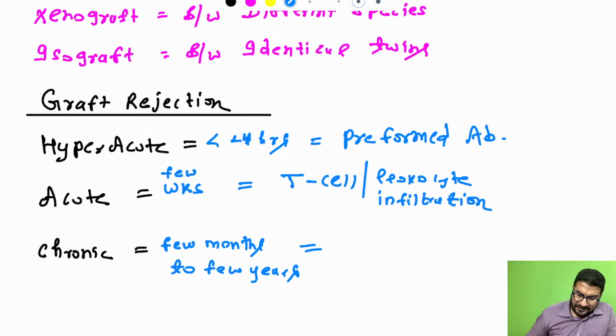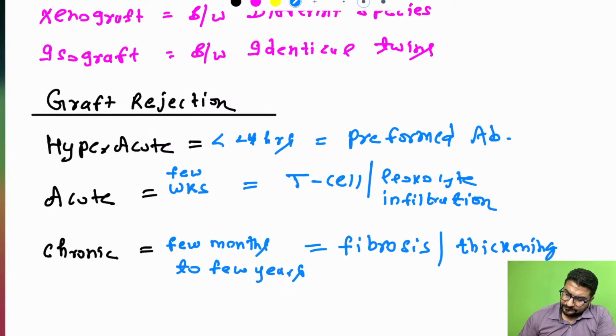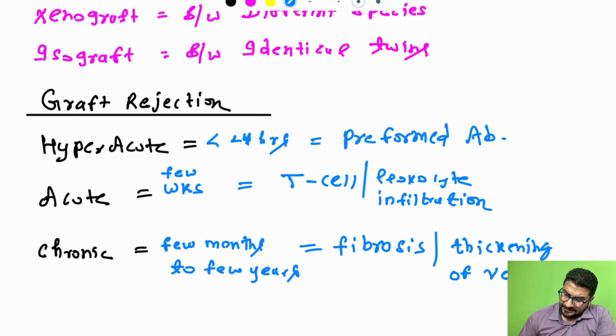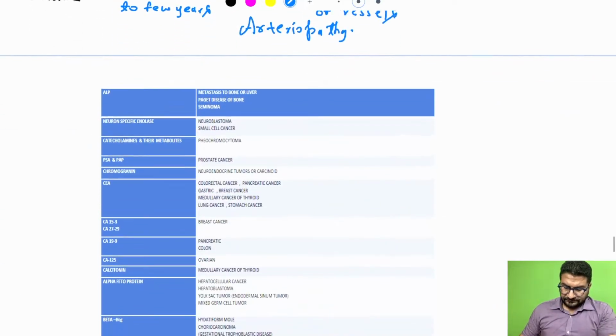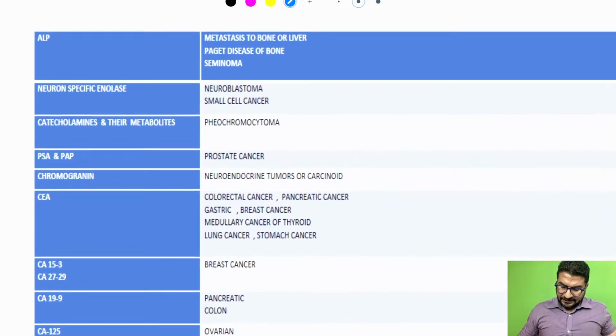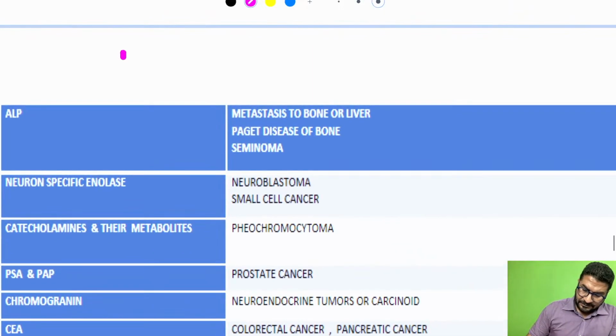And chronic क्यों होगा? It occurs because of fibrosis. अंदर क्या होगी? फाइब्रोसिस होगी. तो you can notice there is fibrosis, and I can say thickening and sclerosis of the vessels. तो उसको हम arteriopathy भी बोलते हैं. We also call this arteriopathy. These are graft rejection. Okay, now coming to the most important thing, they ask you a question on tumor marker. Very, very important slide. Tumor marker.